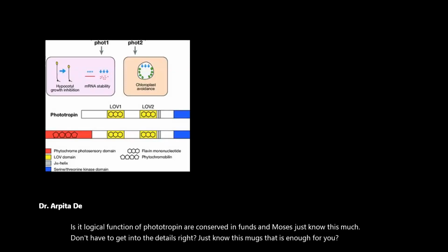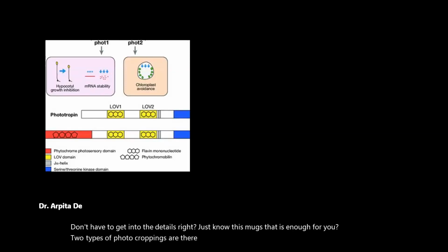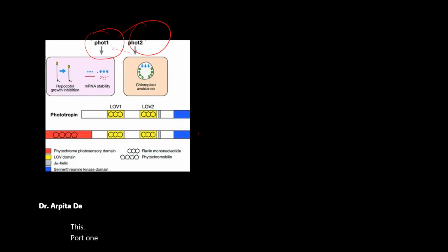Two types of phototropins are there. Phot1 and phot2. You can see these here. They have overlapping as well as unique functions. See, phot1 promotes cotyledon and hypocotyl growth. Let's write.